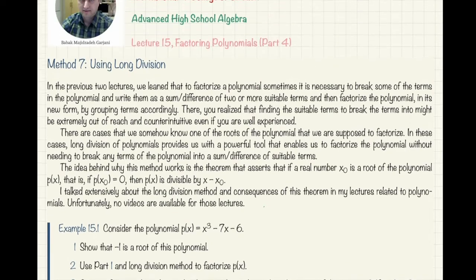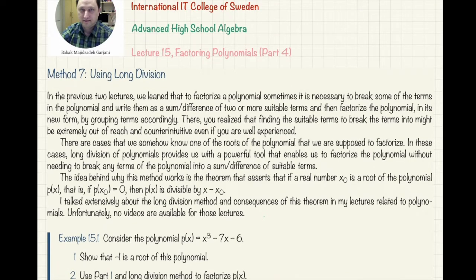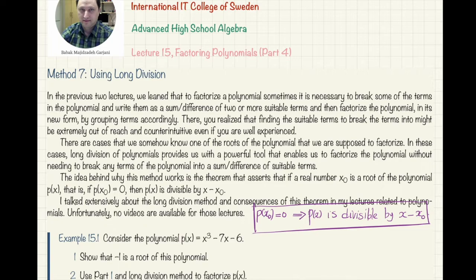So if you want, I can write it here. So let me write it here for you. If p of x0 is 0, this implies that p of x is divisible by x minus that number. So this is a very important fact that you need to know.